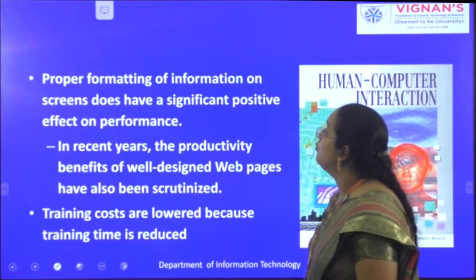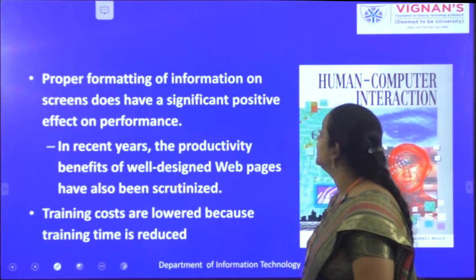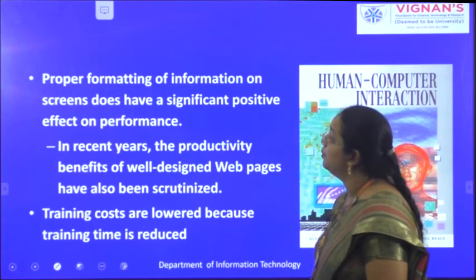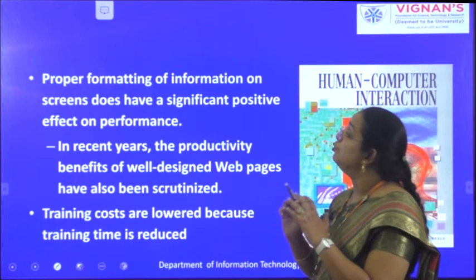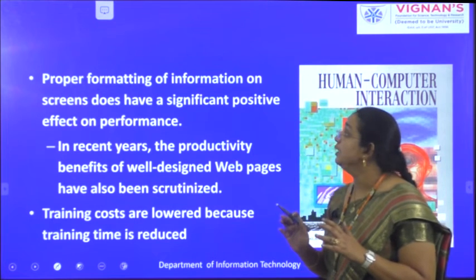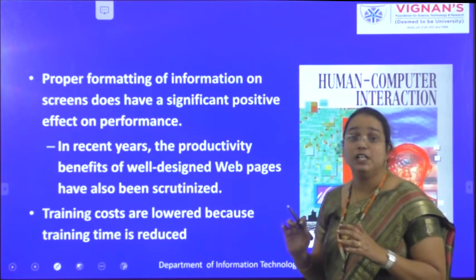Proper formatting of information screens has a significant positive effect on performance. You have to use proper formatting. The things have to be properly formatted.